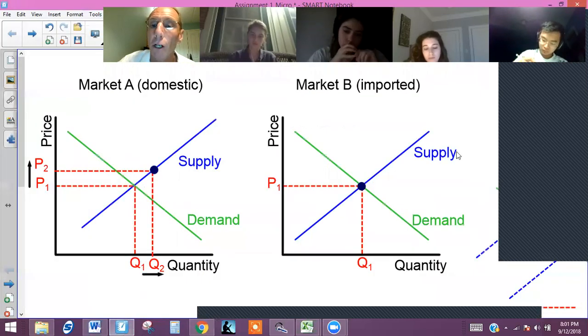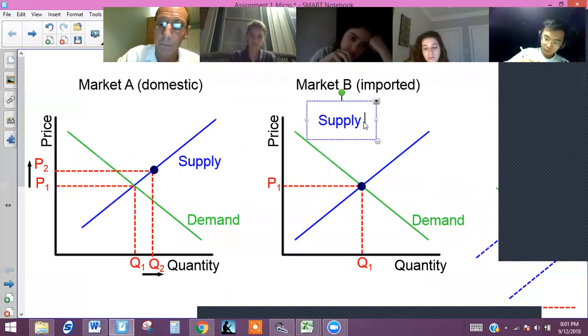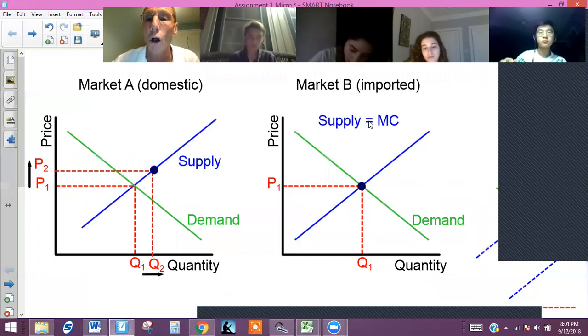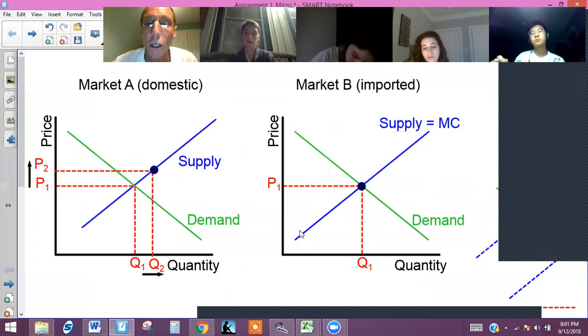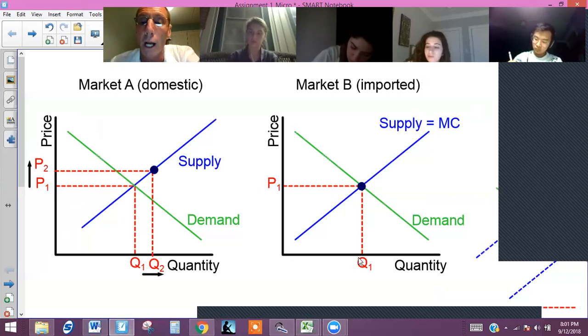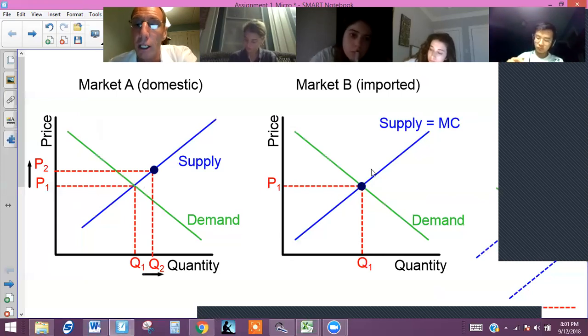Well, the supply curve right here is also the marginal cost curve, MC for marginal cost. In other words, this curve represents the marginal cost of production. Now, what do I mean by marginal? Change in cost. So say Q1 is 100 shirts, or whatever, just say shirts. And right here is 101 shirts. Well, this represents the cost of that 101st shirt.